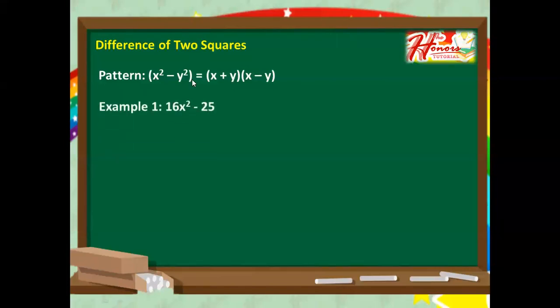Let's have an example here. So we have here 16x squared minus 25. So this will be our solution. Let's copy the given first. So we have here 16x squared minus 25. And then after that, we have to get the square root of both terms. So we have here square root of 16x squared and the square root of 25.